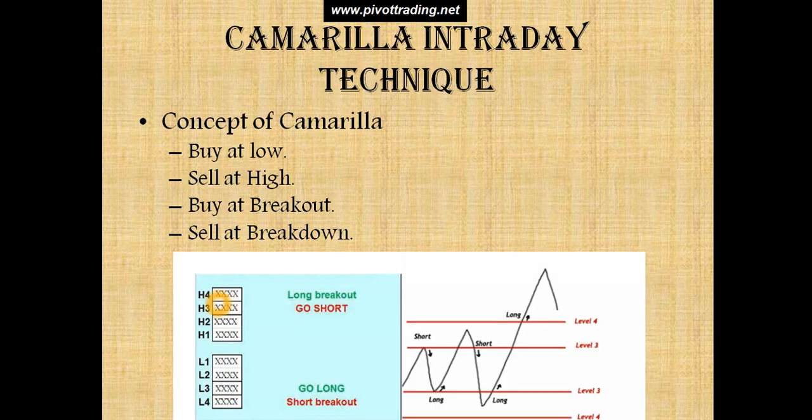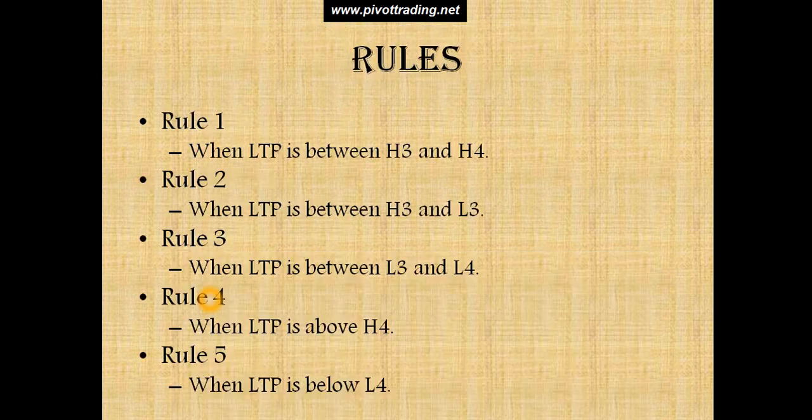So when the LTP is here in this particular zone, you can see my cursor blinking here, between H3 and H4. Rule 1 says when the LTP is between H3 and H4, rule 2 is about when the LTP is between H3 and L3. Rule 3 says when the LTP is between L3 and L4. Rule 4 is when the LTP is above H4, and rule 5 is when the LTP is below L4.